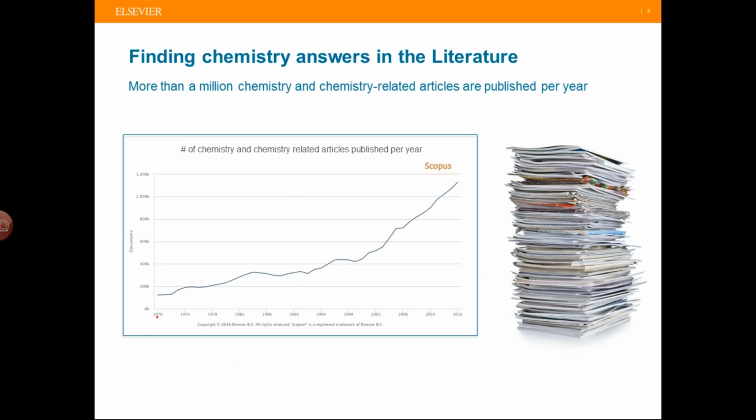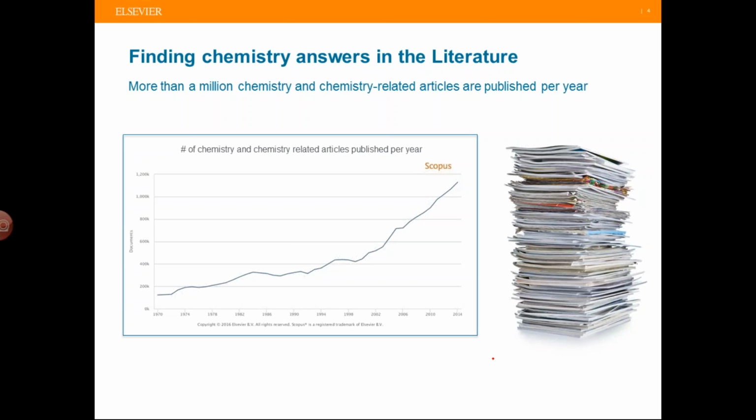In 1970, less than 200,000 articles a year are published with chemistry and chemistry-related information. Contrast that to today, 2014, using Scopus, close to 1,200,000 articles are released. So a chemist has to tackle this information overload.